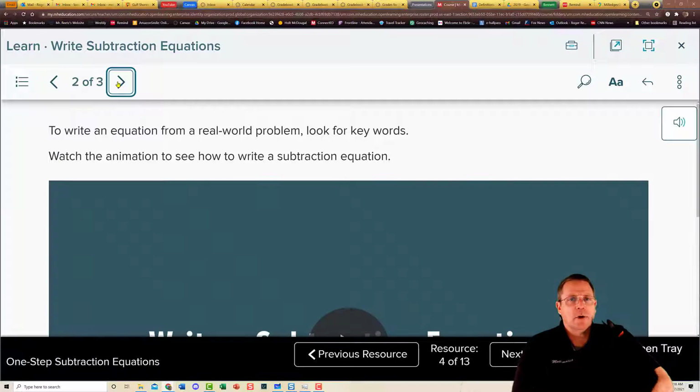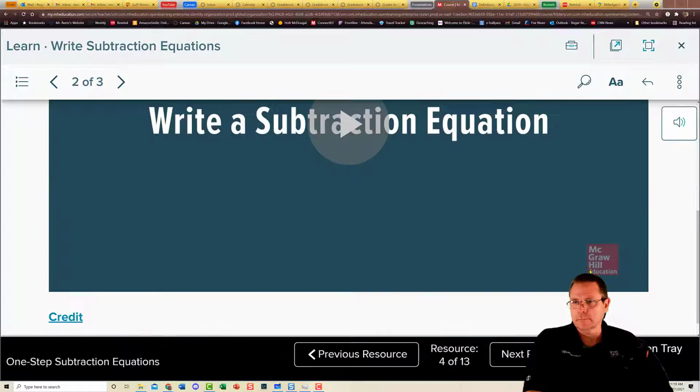So to write an equation in a real-world problem, look for key words, and now we're going to watch an animation to see how they say we need to do it.